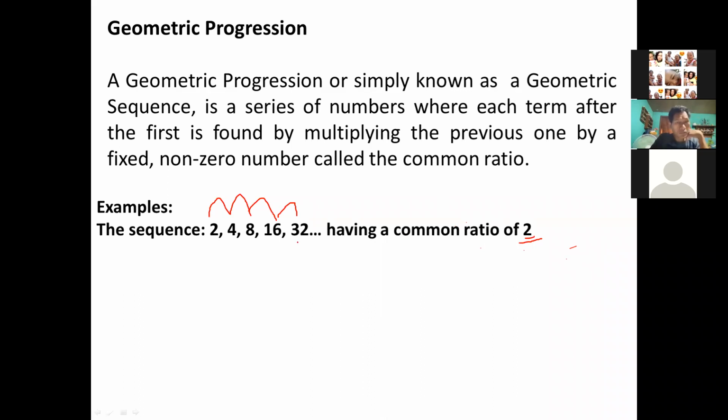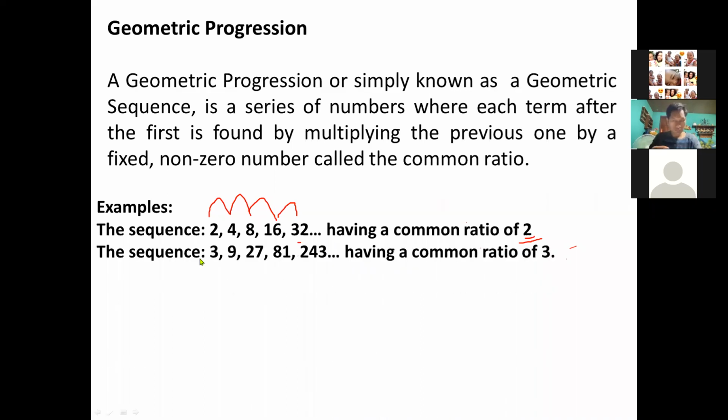Lagi tayong nagsisimula sa dulo, sa right. Okay, 32 over 16, 16 over 8, 8 over 4, 4 over 2. Their quotient, puro mga dos. Definitely, may common ratio sila. So example yan ng geometric progression.